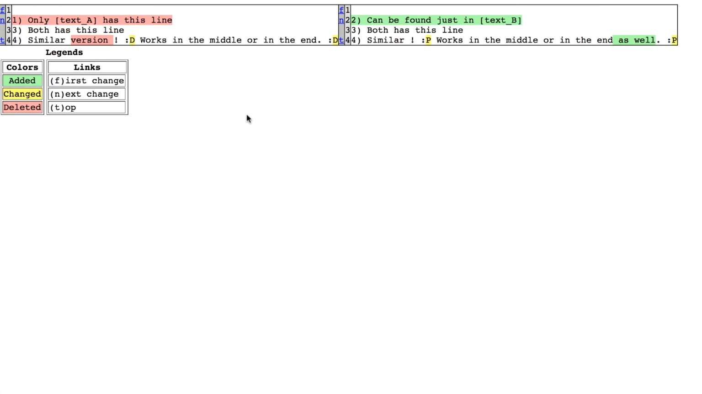You see the first text on the left and the second on the right. The colors mark the same things as the signs before. Red exists only in the first, green exists only in the second, and yellow marks a change.